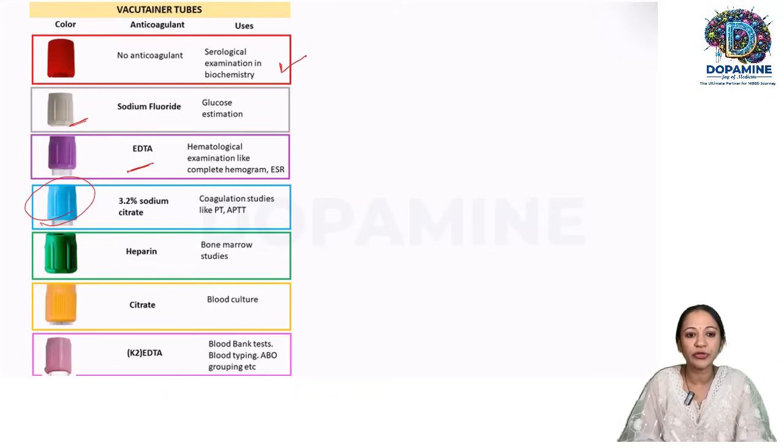Green heparin tube is used for bone marrow studies. The yellow tube is citrate for blood culture, followed by the pink tube. K2 EDTA will be the anticoagulant there, used basically for cross-matching. For blood grouping, we can use the purple tube or the pink tube. So since this particular practical question is being asked, we also need to know what is the order of draw.